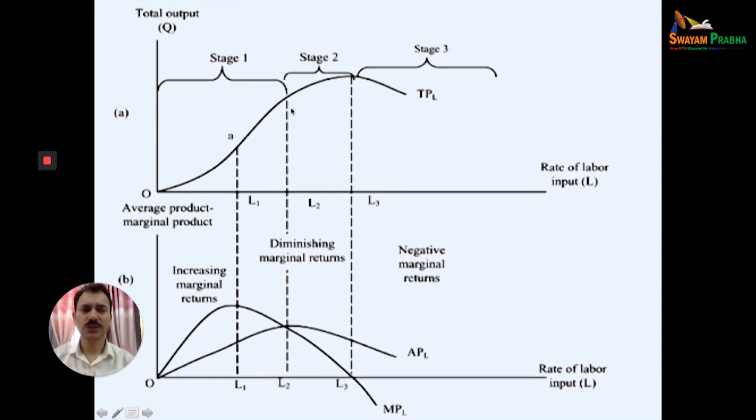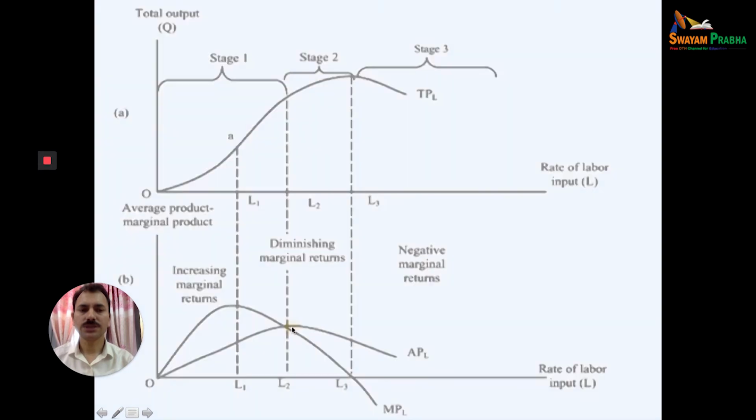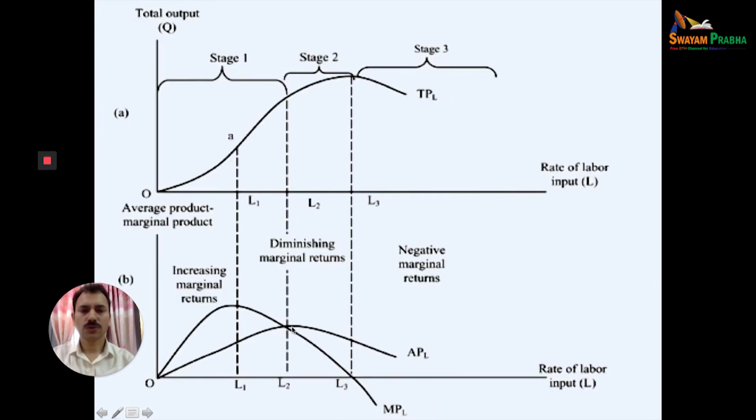Average product is also increasing and reaches the highest point. Now marginal product is increasing at an increasing rate. Thus TP, meaning total product, and average product are all increasing in this stage. Hence, this stage is known as increasing return.